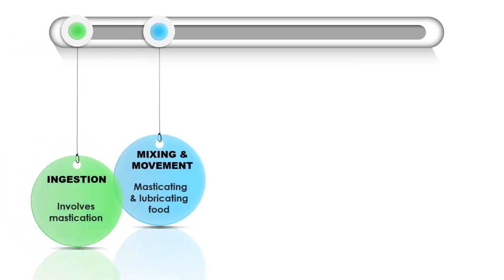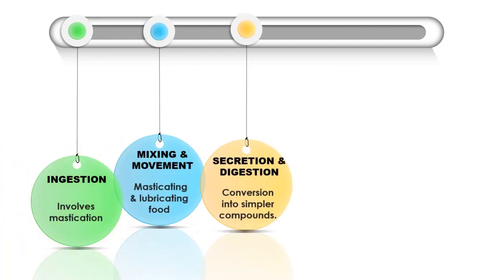This bolus is going to travel all the way along your esophagus and reach your stomach. This is what you call mixing and movement. Since the food is moving all the way from your mouth to the stomach, this process is called mixing and movement. From there, after reaching your stomach, the secretion happens.